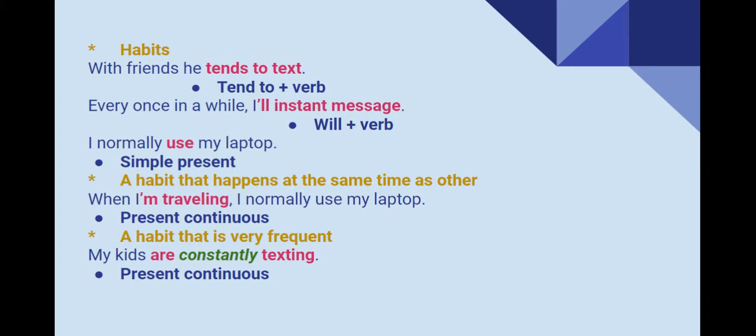And when a habit is extremely frequent, we can use present continuous. However, we can use an adverb like constantly in the middle to express this. My kids are constantly texting expresses that this is a very frequent habit. Now let's continue.